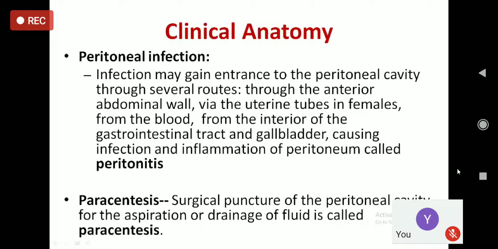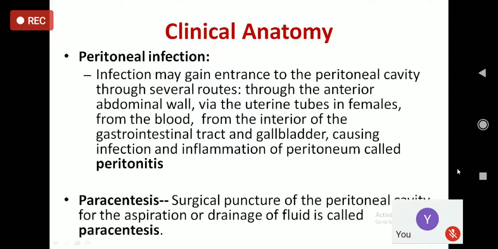There may be infection from the anterior abdominal wall, by the uterine tubes in the female, by the ovarian ostia, which are present in the fallopian tube. And it may be infection from the blood by bacteremia, or from the interior of the gastrointestinal tract, from the duodenum, from the stomach. There may be a peptic ulcer, duodenal ulcer, perforation, and there may be the gallbladder. The gallbladder may be enlarged, may be perforated, may be infected. In any area of the abdominal structures, it can communicate to the peritoneum, leading to infection or inflammation of the peritoneum, that is known as peritonitis.